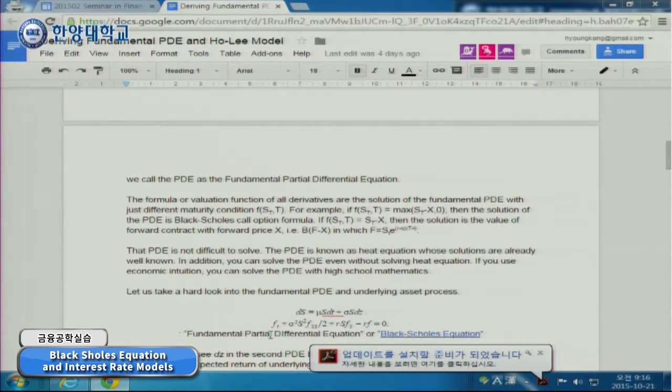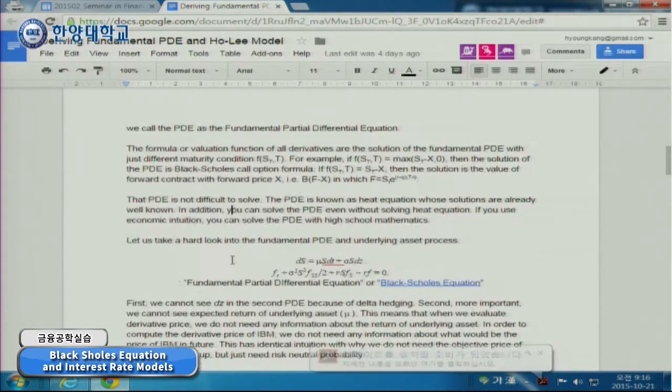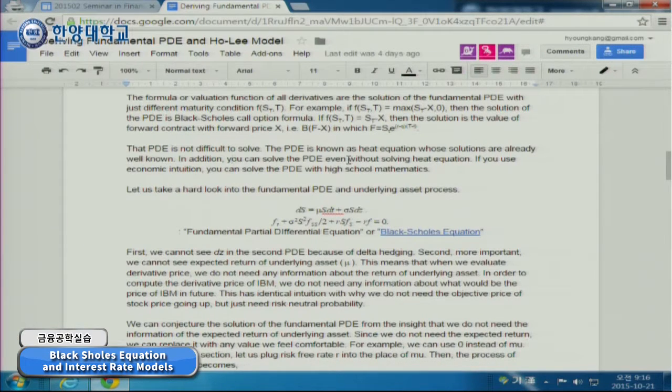As I told you, that PDE is not so difficult to solve. There is a well-known formula called the Feynman-Kac solution. The PDE is also known as the heat equation, whose solutions are already well known. I assume you don't know PDEs, but your friend in engineering school knows how to solve this. You can just give them this equation and the maturity condition, and they will give you the answer. And that's the derivative formula.